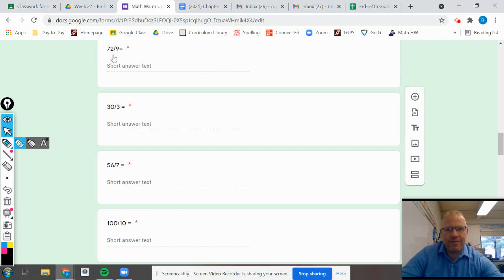So 72 divided by 9, make sure that you have 8. 30 divided by 3, 10. 56 divided by 7, 8. And 100 divided by 10, 10. So 8, 10, 8, 10. Moving down.